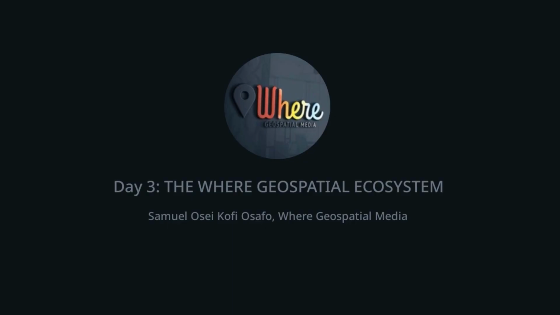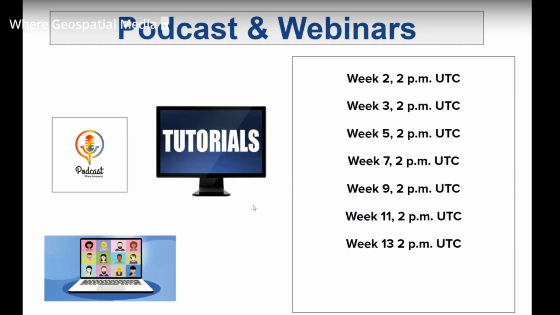Okay, so this is the Where Geospatial ecosystem that we are trying to build. It's a bit detailed. We have a manual we are almost done writing that would provide more details about who does what, and at what time this event happens. But this is how the ecosystem is. It's a synergy of activities that put together will bring us the podcast, the webinars, the networking and other things that we are talking about.